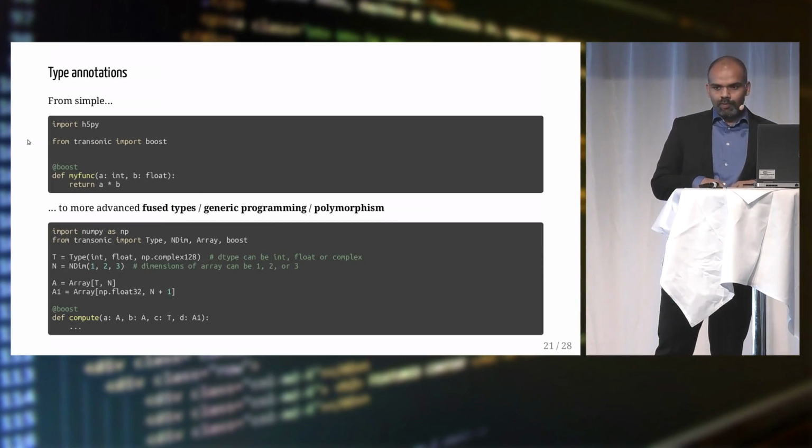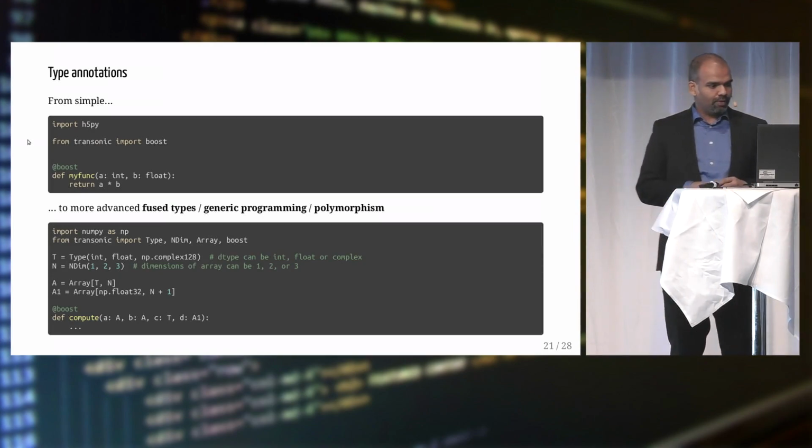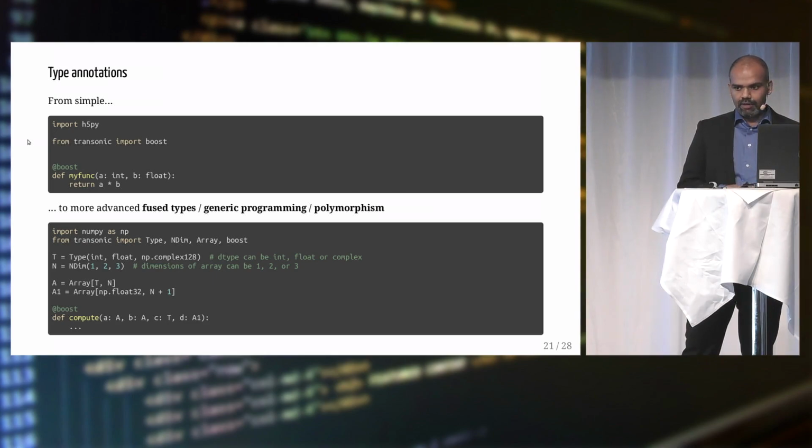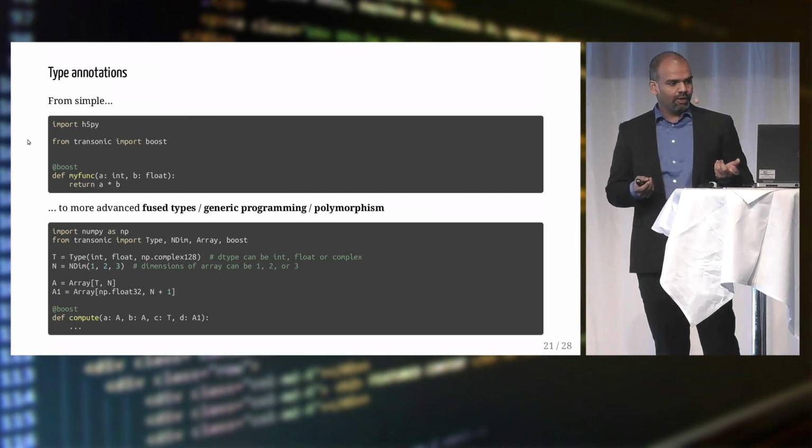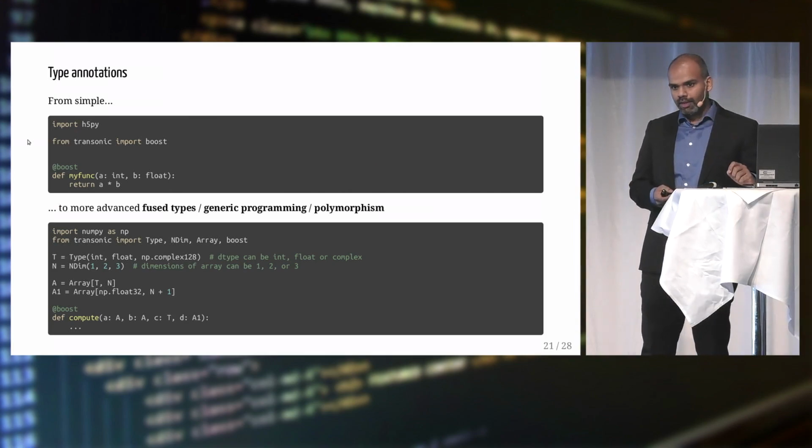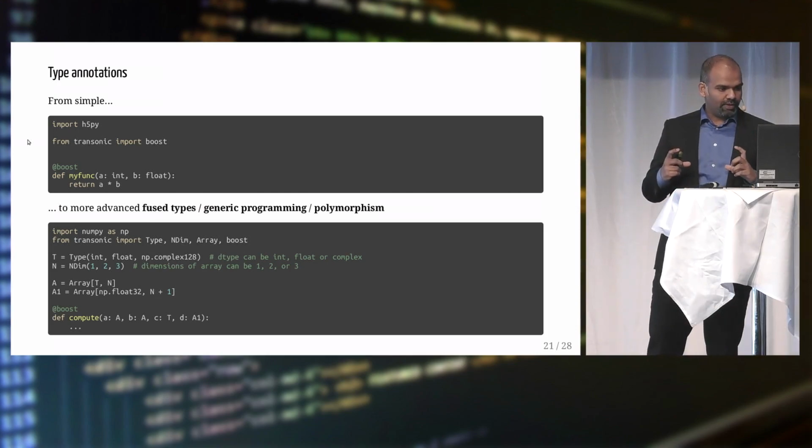Type annotations can be really simple, like you use built-in data types, int, float, etc. Or you can build your own. And this is how you can achieve overloading or polymorphism with Transonic. You don't have to rewrite the code for different data types or shapes of your array. You can do it with one code itself.